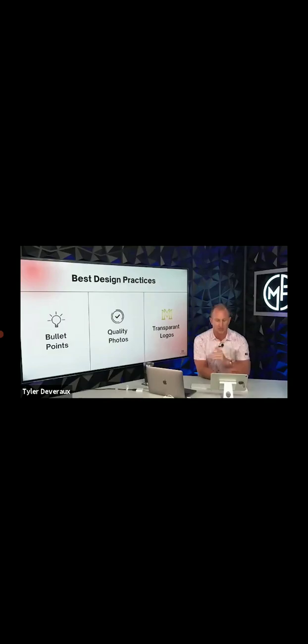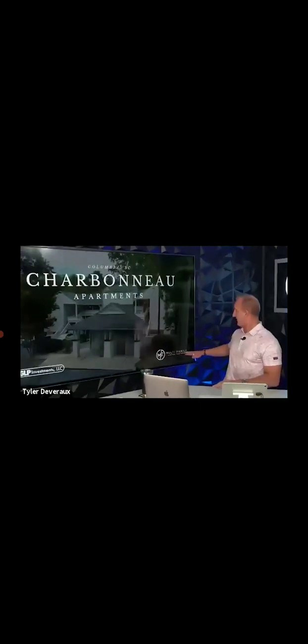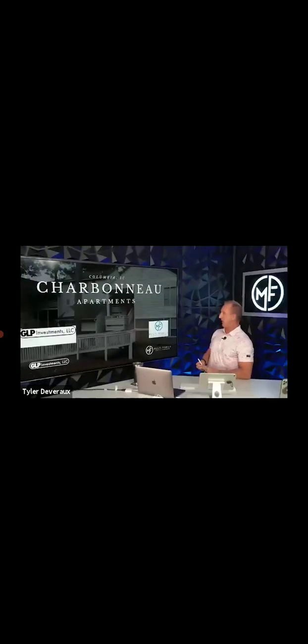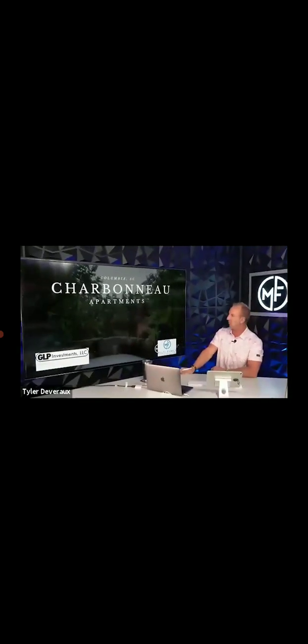So make sure you get a light version and a dark version. I hope you understand what this looks like. This right here is an example of transparent logos. You can see through them. Non-transparent logos like this, you can see it's a big difference. It just looks way better to have the transparent logos there. Makes a big difference.